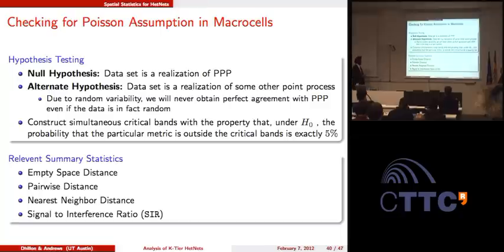The summary statistics we are using here are empty space distance, which is basically, suppose you are standing randomly in space and you are looking at the distance to the closest point. That's what empty space distance is. Now the pairwise distance, suppose you are standing at a point in the process and looking at the distance to the closest points, and then you have nearest neighbor and signal to interference ratio.